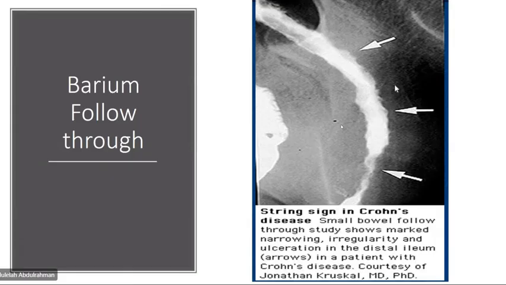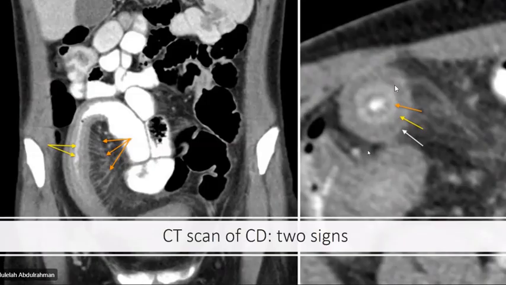Now, this is a barium follow-through showing a classical string sign indicating stricturing disease, most likely Crohn's or other causes of strictures. And this is a CT showing mesenteric congestion with fat stranding. You can see the wall thickness indicated by the yellow arrows on the left side. And the orange arrows are showing congestion of the vasa recta. We call this the comb sign. And this is a target sign.